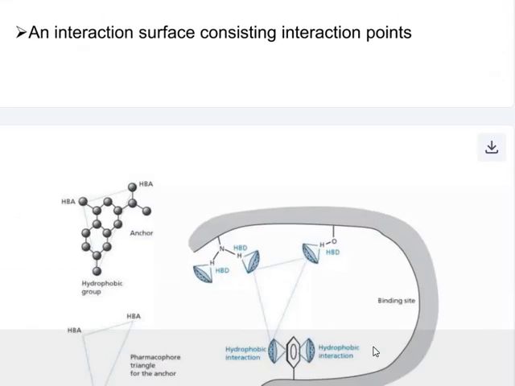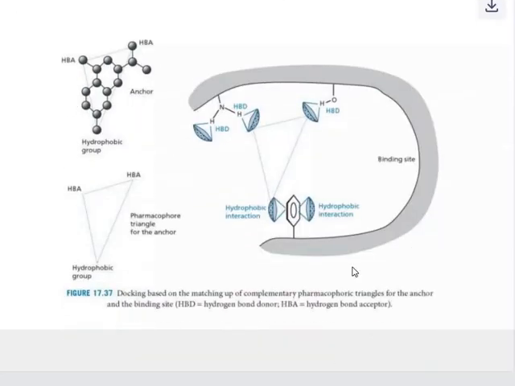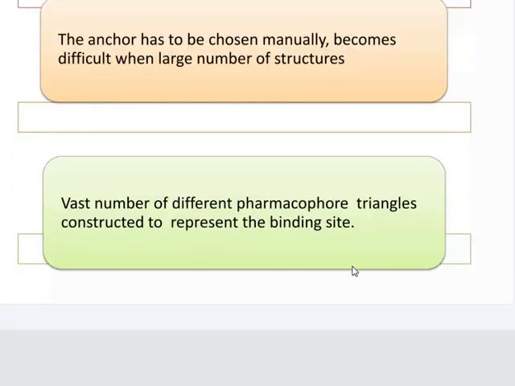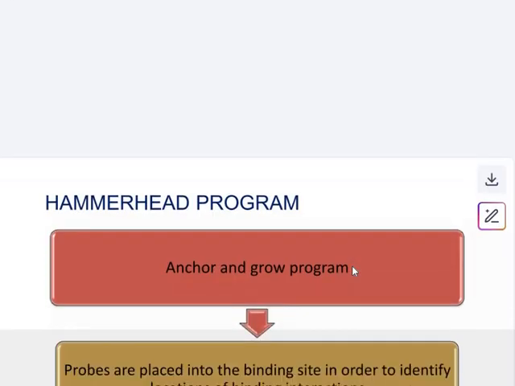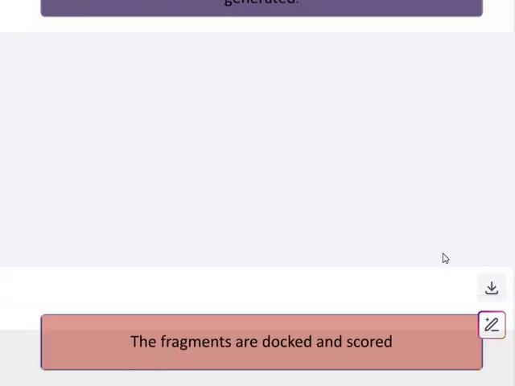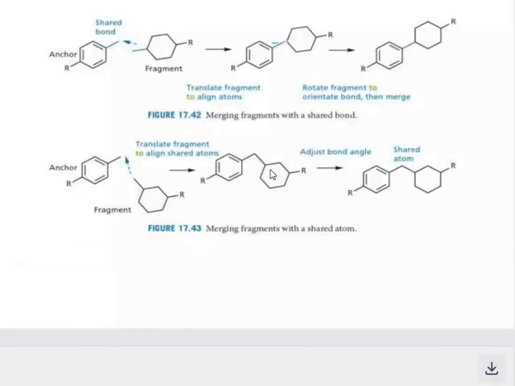So, interaction surface consisting of interaction points like this. You can see here. Another program: now all fragments that are formed contain an atom or bond that is shared with another fragment. You can see if this molecule's shared bond is the fragment, and if you have this molecule, then the shared atom is like this. That is the fragmentation of the ligand. You can see in this strategy the merging of fragments with shared data.